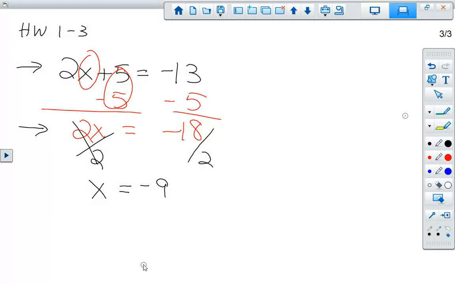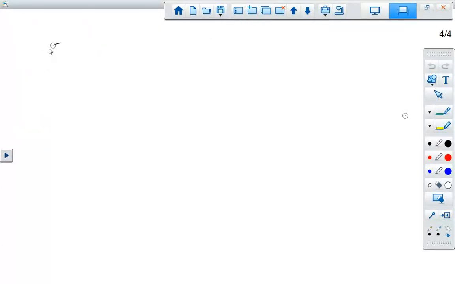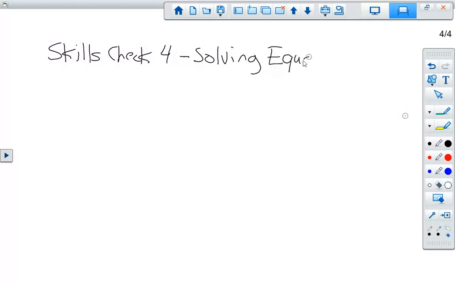But that's the kind of material I want you to have out of the way before we come together on Wednesday. Okay, you should have that under your belt. So I wanted to go ahead and look at the skills check. This was the 4th skills check, and it was on solving equations still, but it just had a variety of equations. So let's go ahead and look at that.